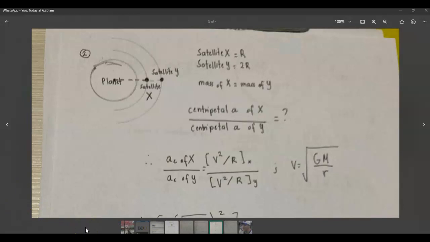Now for the second problem, the given is we have a planet, and this planet has two satellites orbiting the planet itself. So we have satellite X, where the distance between the planet and satellite X is r, whereas satellite Y has a distance of 2r between the planet and its satellite. Now, from the given conditions, the masses of satellite X and satellite Y are equal. And what we have to find is the ratio between the centripetal acceleration of X and the centripetal acceleration of Y.